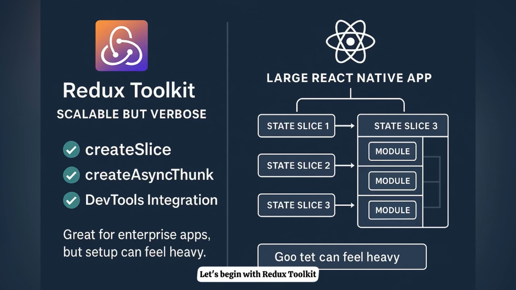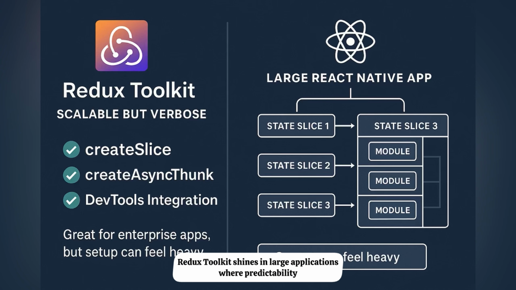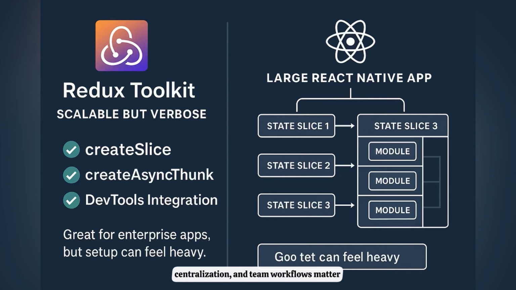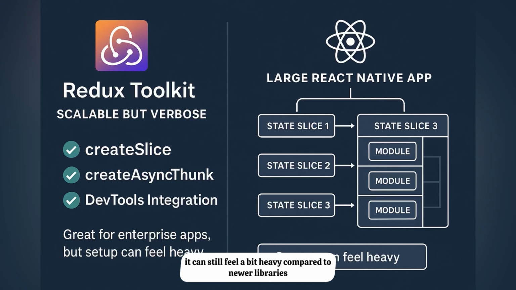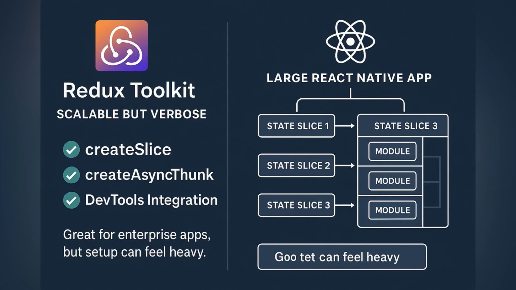Let's begin with Redux Toolkit. It's the official, modern way to write Redux, with helpers like createSlice and createAsyncThunk. It simplifies boilerplate while giving you full control over middleware, action types, and debugging tools. Redux Toolkit shines in large applications where predictability, centralization, and team workflows matter. But even with these improvements, it can still feel a bit heavy compared to newer libraries.